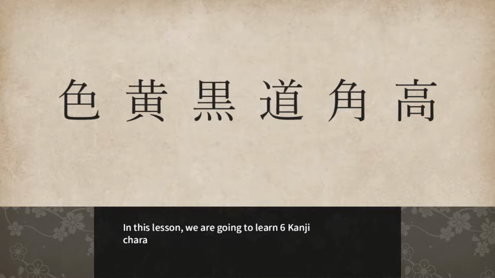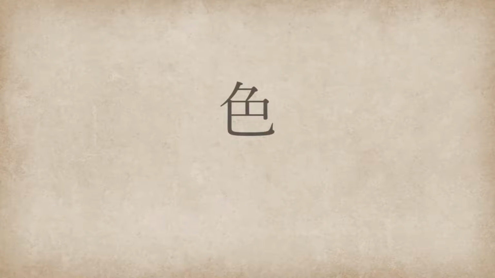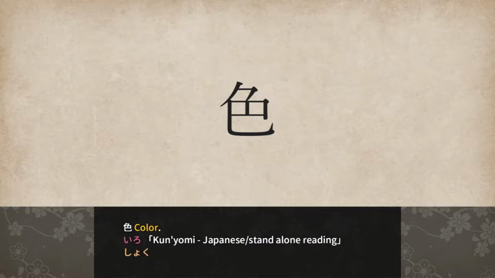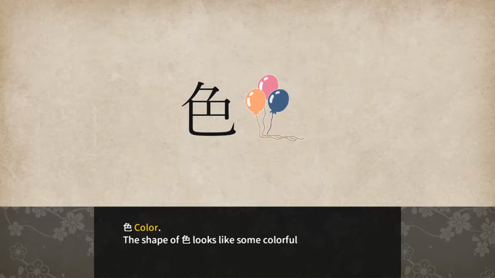29 and 6 again. Iro, Color: Iro for Konyomi and Shoku or Shiki for Onyomi, written with 6 strokes. The shape of Iro looks like some colorful balloons.